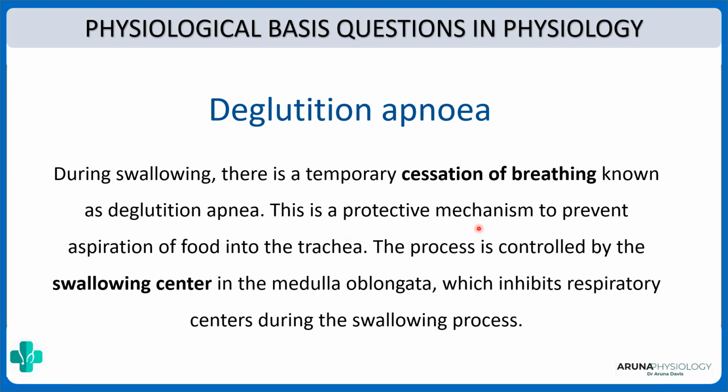This is a protective mechanism to prevent the aspiration of food into the trachea. The process is controlled by the swallowing center in the medulla oblongata, which inhibits the respiratory centers during the swallowing process. So that is the cause for deglutition apnea.